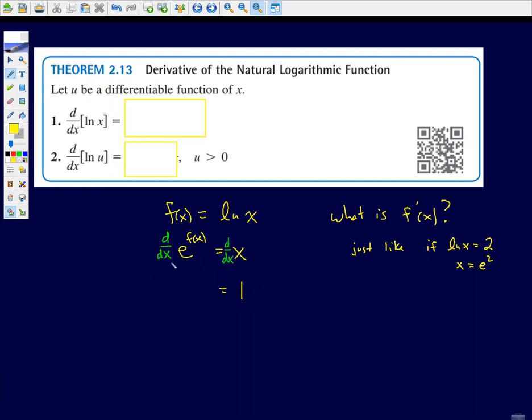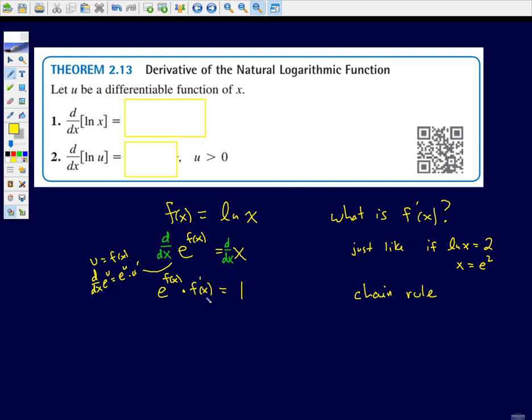On this side, we're using the chain rule. It's like u equals f of x. And now I'm really finding the derivative of e to the u, which is e to the u times the derivative of u, right? So this is going to be e to the f of x times the derivative of f of x. So we use the chain rule on that side.